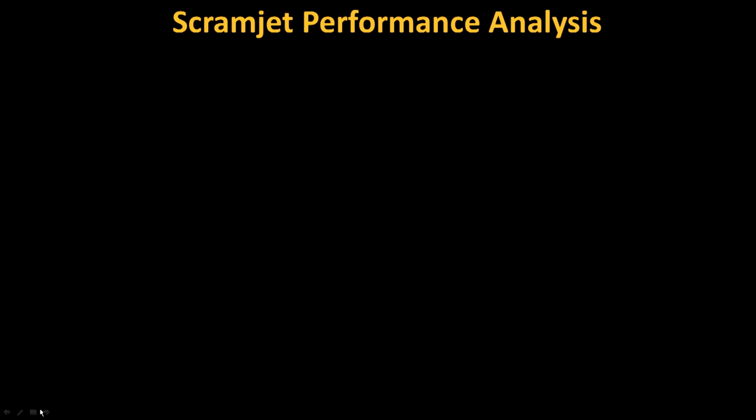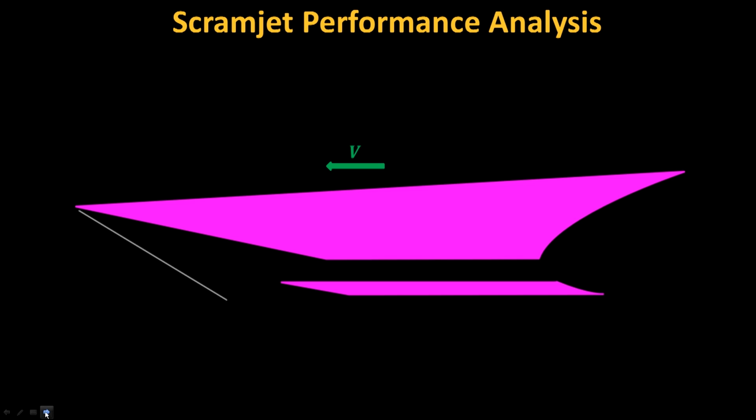If we plan to use a scramjet engine as a propulsion device, we must have a means of calculating how much thrust it can generate. Here's the schematic of a scramjet-powered vehicle. It's travelling to the left with velocity v, which is hypersonic, and in doing so generates a shock wave at its leading edge.